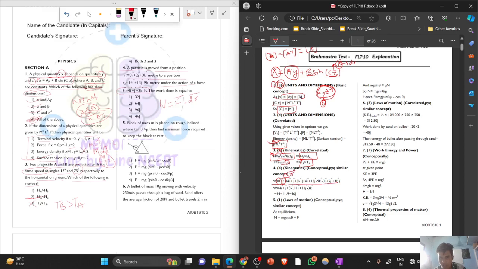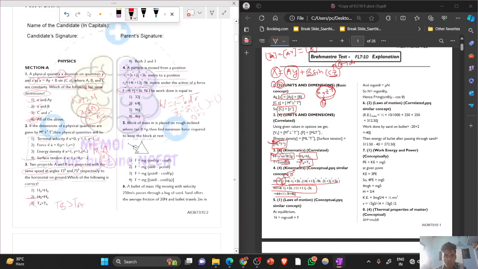Calculating it out, your work done comes out to be this value. Just need to calculate delta r, which means r2 vector minus r1 vector. Put those vectors in and do the subtraction and you get the delta r vector. Putting delta r vector dot with the fourth vector, you get the value of work done, which will be your 46 joule. Means option 4 will be your correct answer.